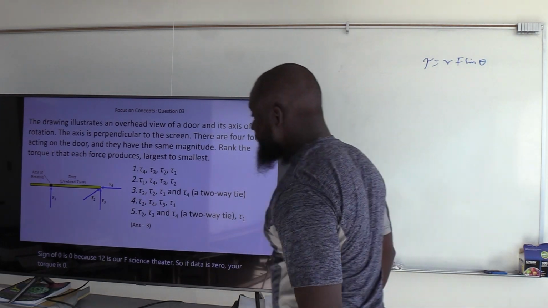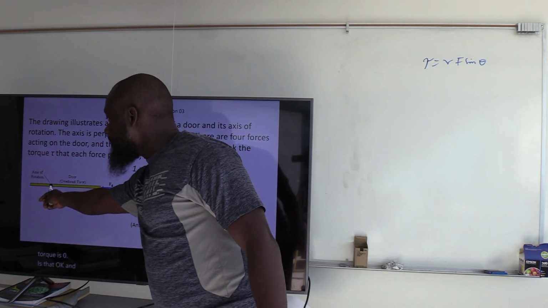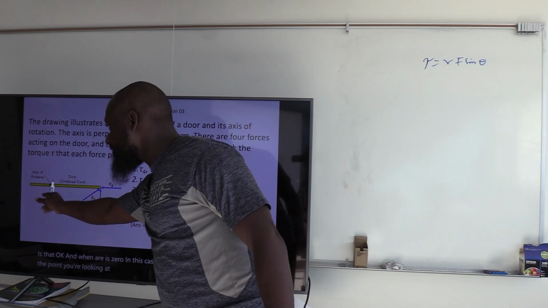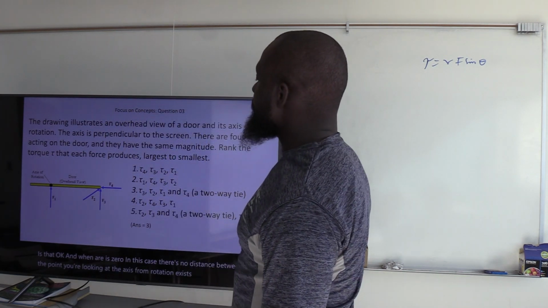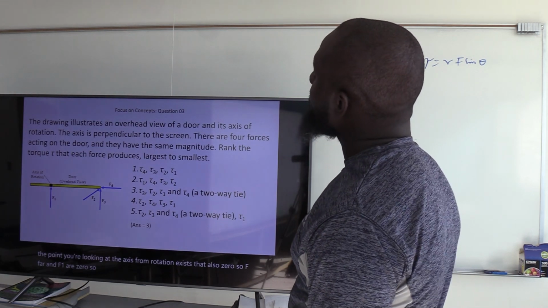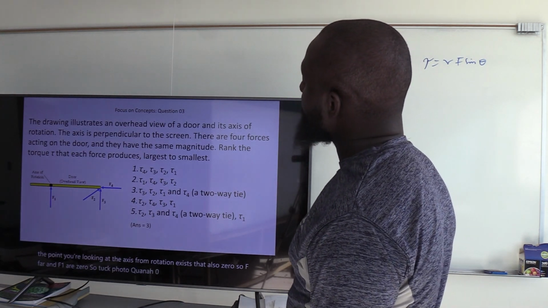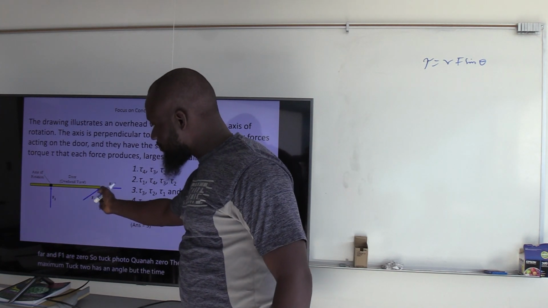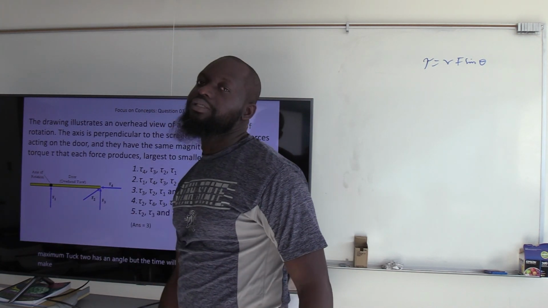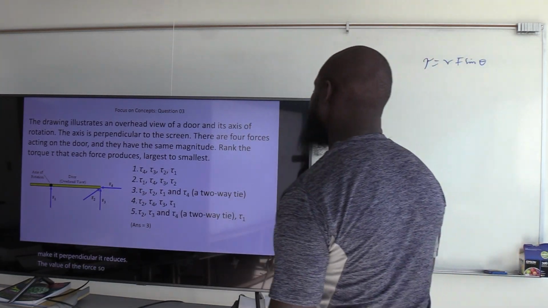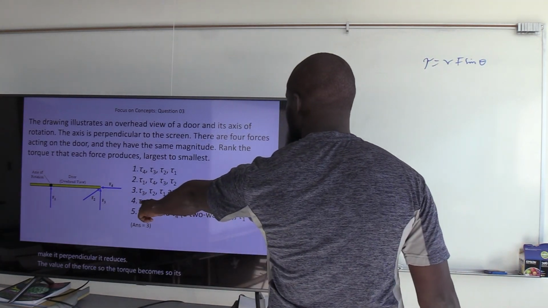Is that okay? And when r is 0, in this case, there's no distance between the point you are looking at and the rotational axis. That's also 0. So F4 and F1 are 0. So torque 4 and torque 1 are 0. Then torque 3 is the maximum. Torque 2 has an angle. By the time we resolve the angle to make it perpendicular, it reduces the value of the force.